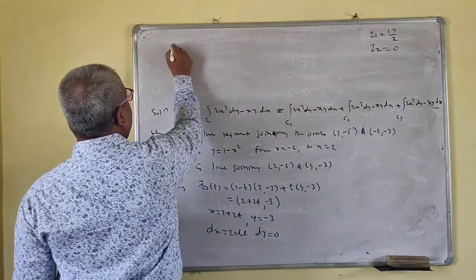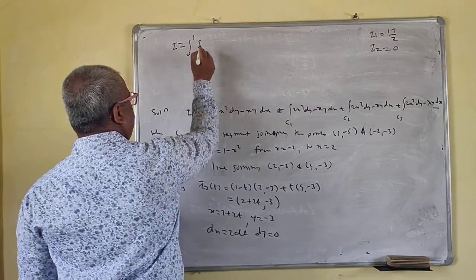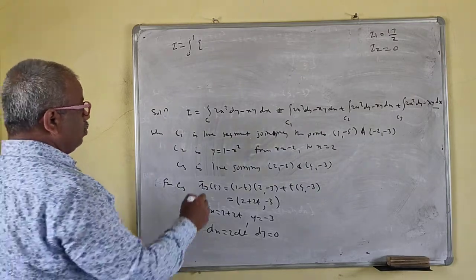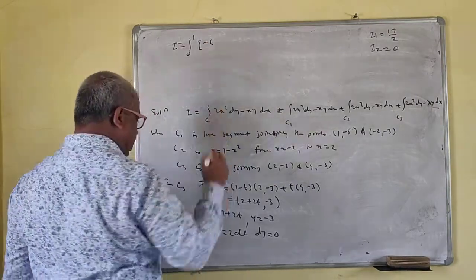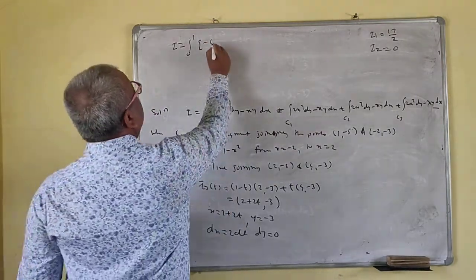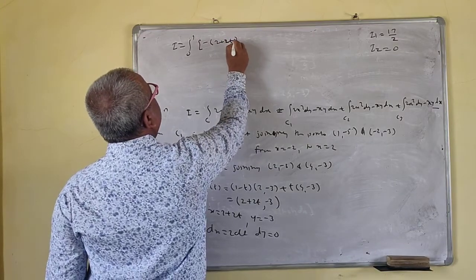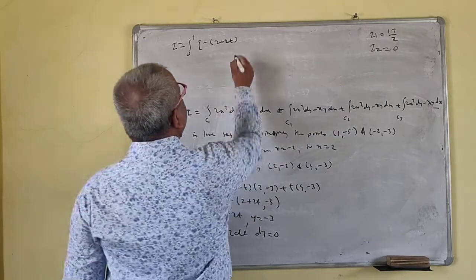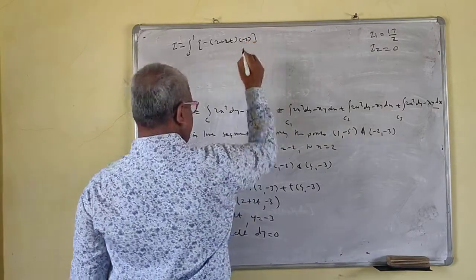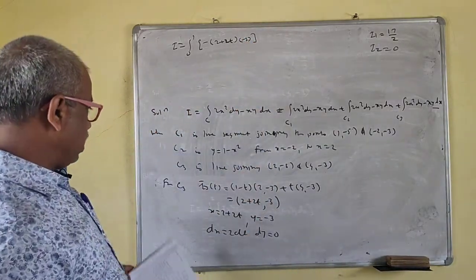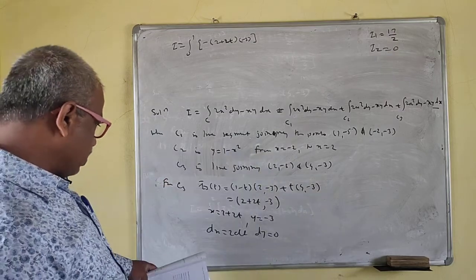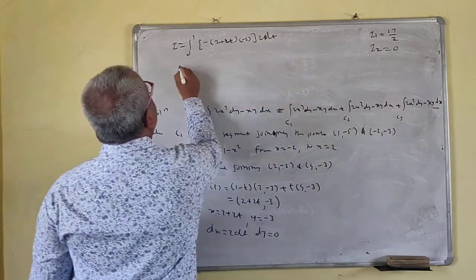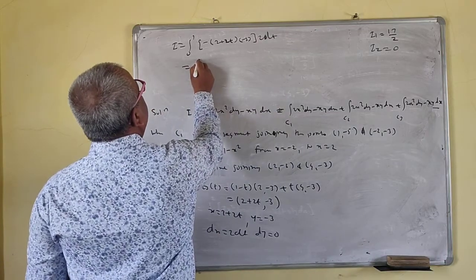Your I3 is equal to integration from 0 to 1. Your dy is 0, so no problem for dy. So minus x, what is your x? X is 2 plus 2t. What is your y? Y is minus 3. What is your dx? 2 dt.